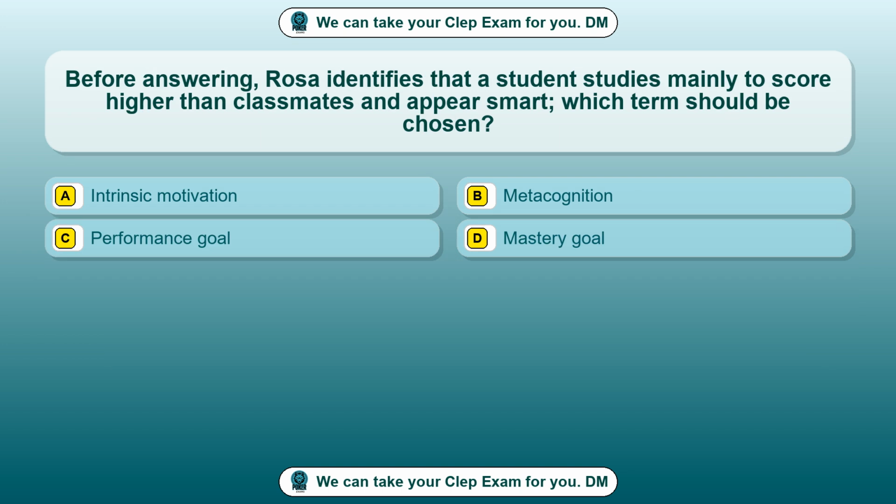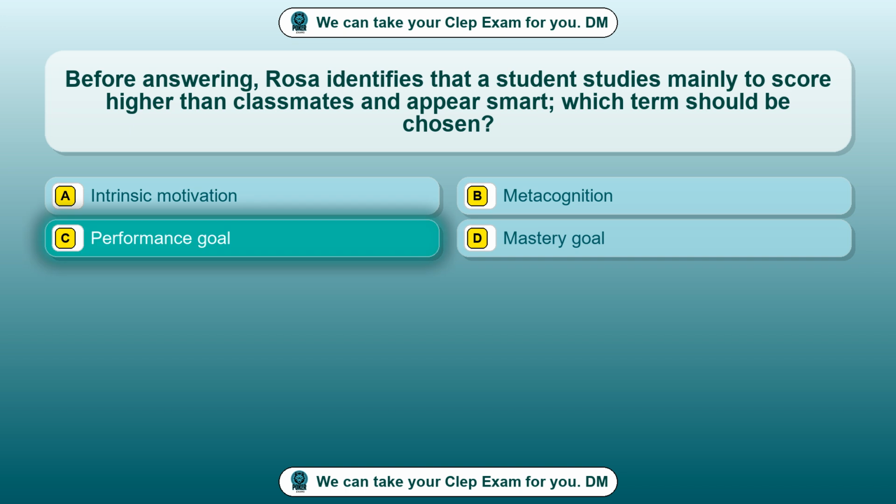Question 29. Before answering, Rosa identifies that a student studies mainly to score higher than classmates and appear smart. Which term should be chosen? Option A, intrinsic motivation. Option B, metacognition. Option C, performance goal. Option D, mastery goal. The correct answer is option C, performance goal.